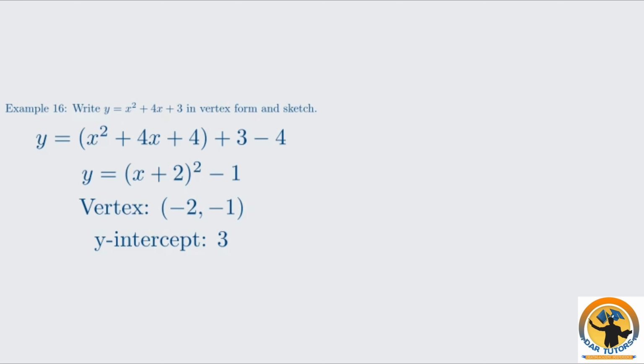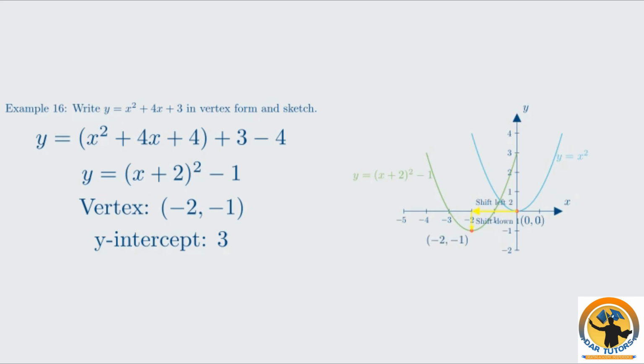The y-intercept is still 3. The graph of y = x² + 4x + 3 is the graph of y = x² shifted 2 units to the left and 1 unit down. The vertex moves from (0, 0) to (-2, -1). What if the coefficient of x² is not 1? We factor it out first.